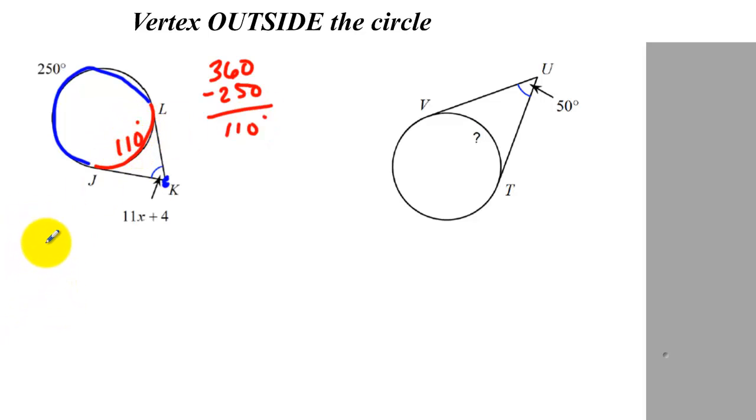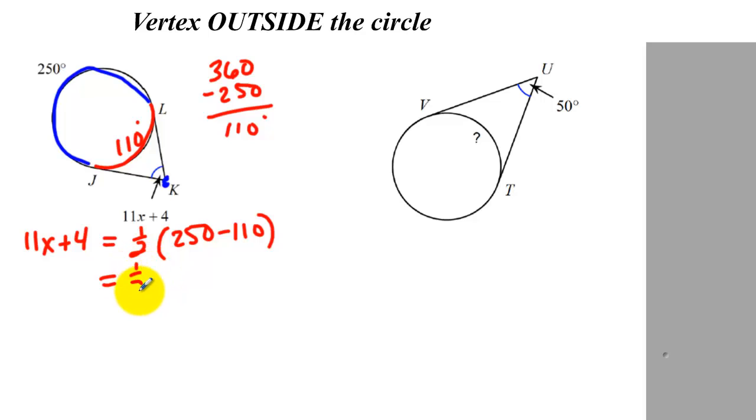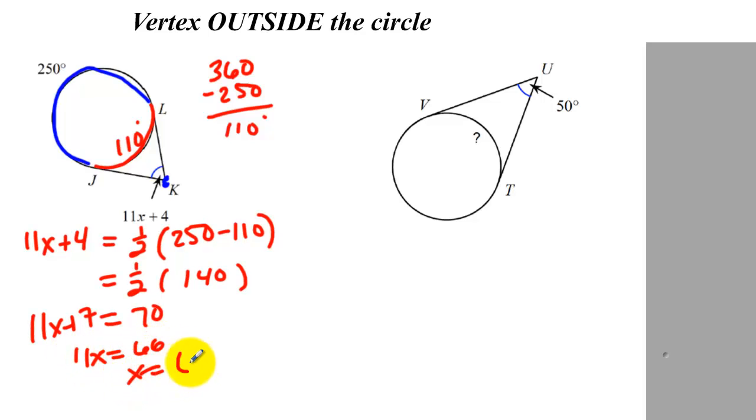Okay, we're ready to set this up. Let's give our angle, which is our expression, set that equal to half the difference of our arc. So I want to take half of 250 minus 110. Okay, let's simplify that a little bit. What's half of, let's see, 250 minus 110 would be 140, and half of 140 is 70. All right, you should be able to finish it from there. We're going to get 11x equals 66, and x is 6. I think that's what I was looking for.